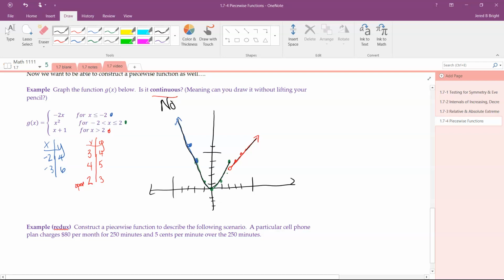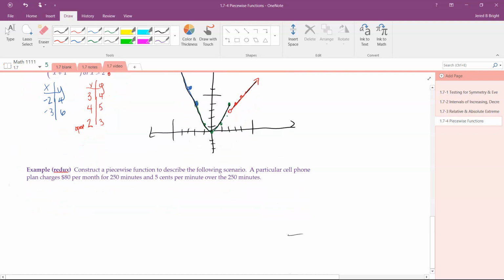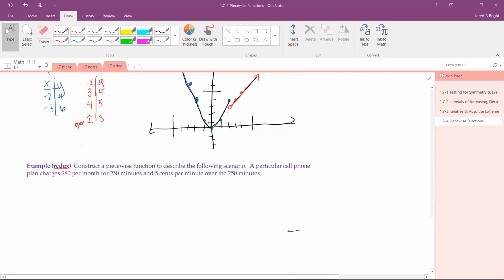Okay? All right. So the reason we talked about that cell phone plan at the beginning was just to be able to do this word problem, and I know you love word problems. Okay, we want to construct a piecewise function. Our scenario is the same. I'm not given any variables, so I should probably define some. I'm going to use C of M, and this is going to represent the cost in dollars for M minutes used.